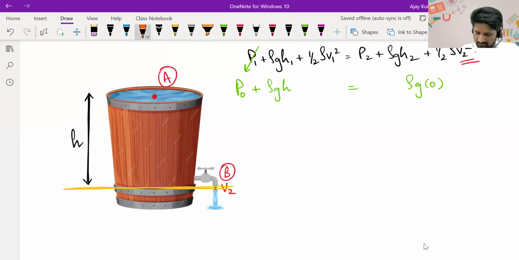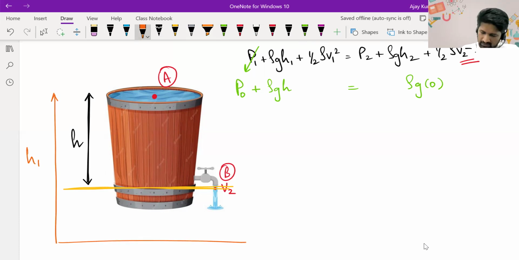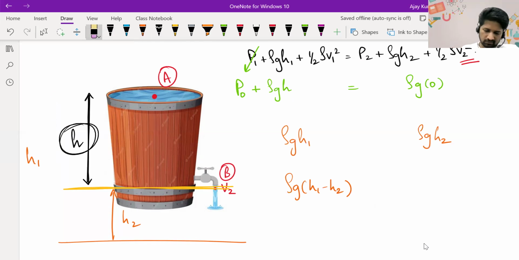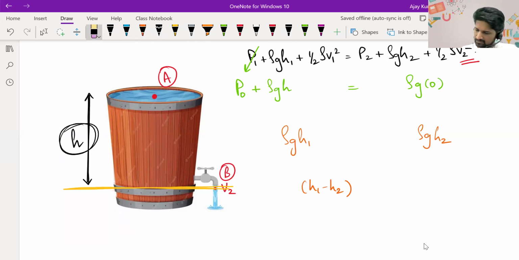Suppose you take the reference level somewhere else and call this height as h1 and this height as h2. Then what you will see is on one side of the equation, you will have rho g h1. On the other side, you will have rho g h2. Bring that term to this side. Ultimately, what you will be having is rho g into h1 minus h2. It's the height difference only that matters. Original heights don't matter. So where you take the reference won't matter. The difference in heights is h, and that is what matters ultimately. So let us follow the convenient procedure.